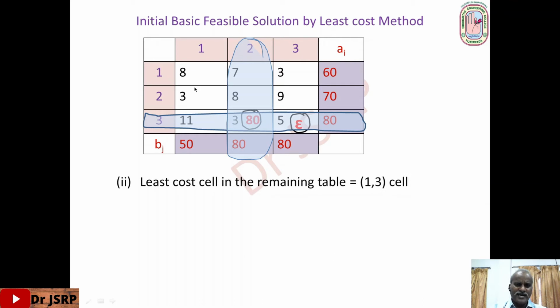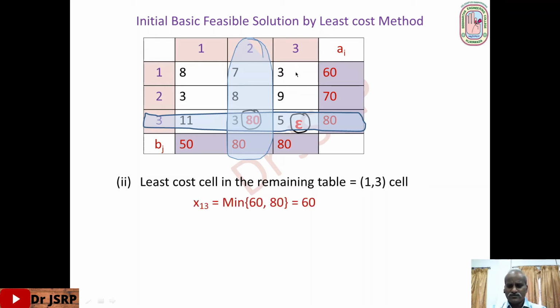So we repeat the same process for the reduced transportation table. In the remaining table, identify the least cost cell. Again, we have least cost cell is these two cells. Okay, so that is 1 3 cell or 2 1 cell. Again, we have tie for least cost. Arbitrarily, you can take either this cell or this cell. So I have taken this cell. So least cost cell in the remaining table equal 1 3 cell.